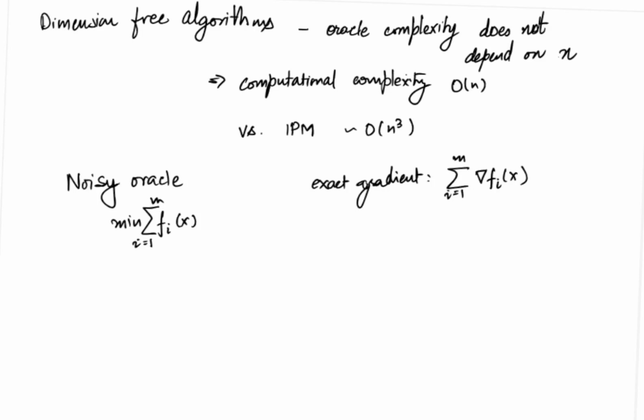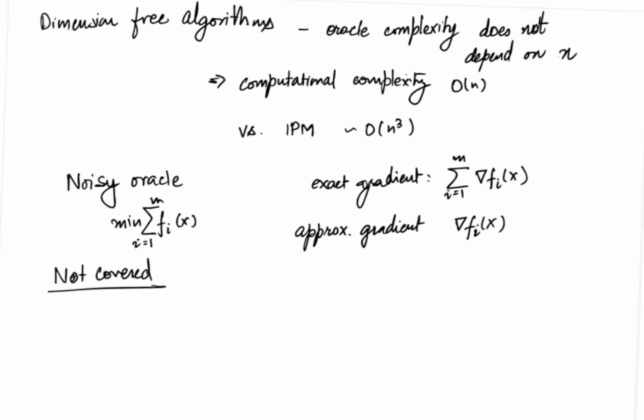Instead, let us assume that the oracle provides us only with a noisy gradient. For instance, the gradient of a single component, or f_i, is essentially an approximation to the full gradient. While this approximation may look bad, we will see algorithms that can handle this much error.